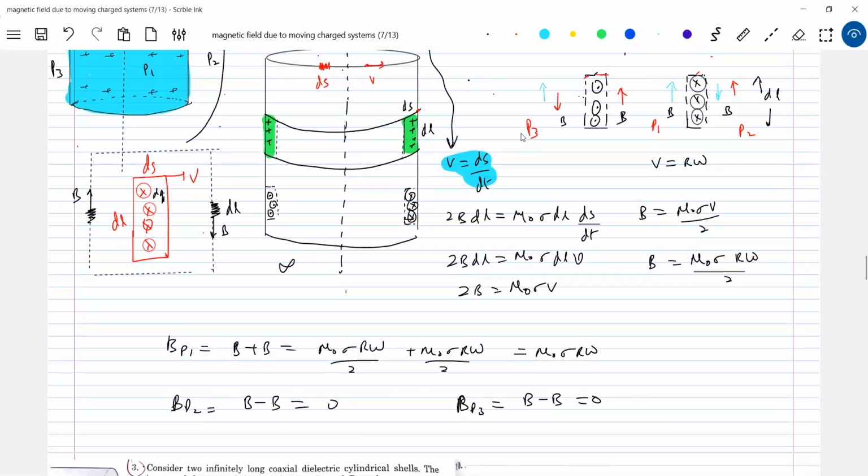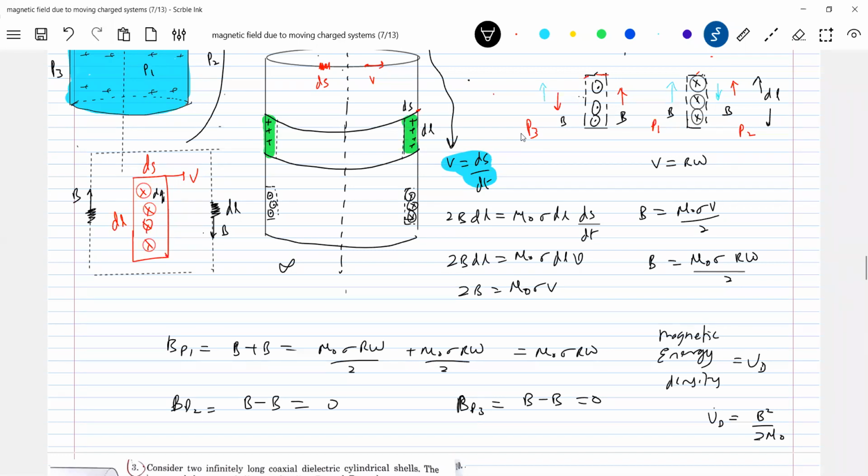After this, what is the formula for energy density? Energy density is given by U_D, so this is equal to, similar to that, B square by 2 mu naught. Magnetic energy density.